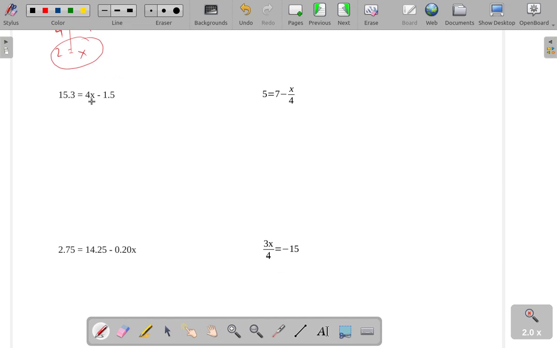On this one, I'm multiplying by 4, then I'm subtracting 1.5. So to undo this, I will begin by adding 1.5. This gives me 16.8 equals 4x. Then to finish this one up, I want to divide both sides by 4, giving me 4.2 equals x.